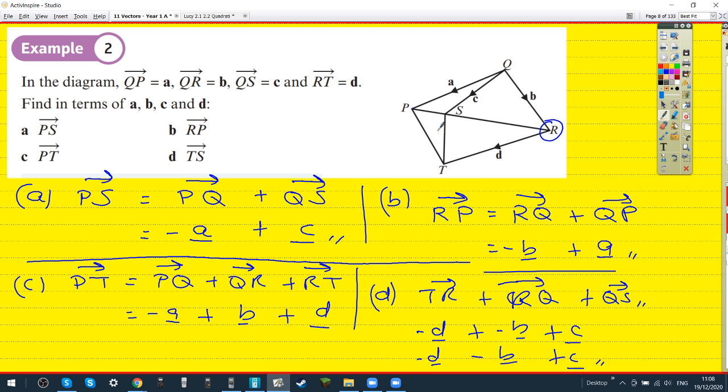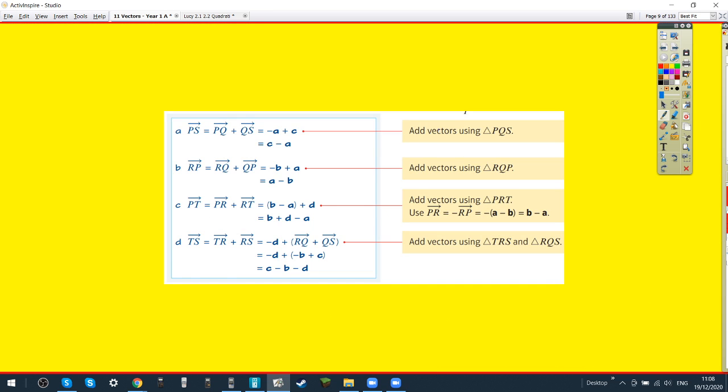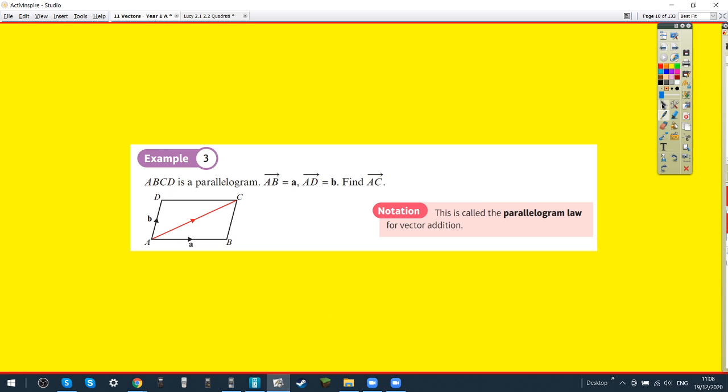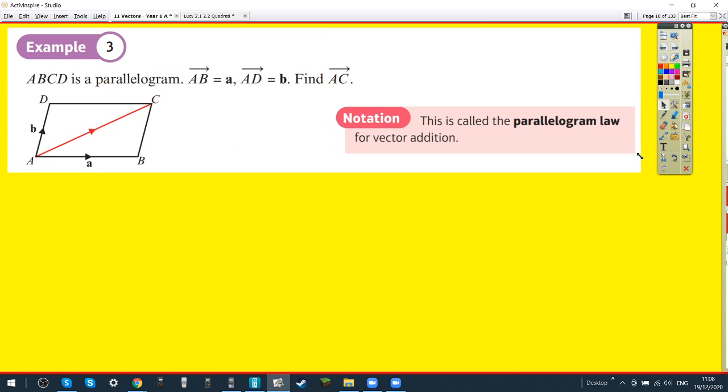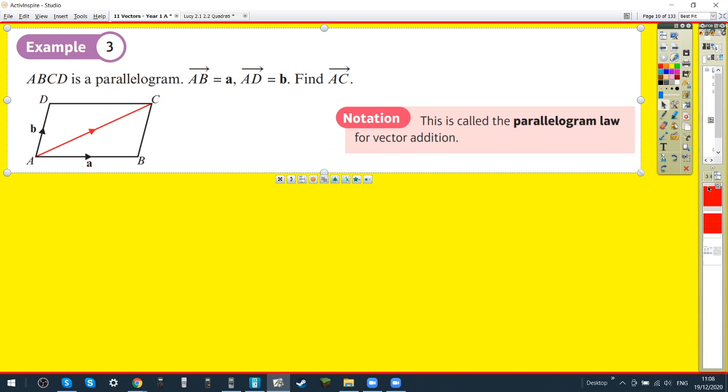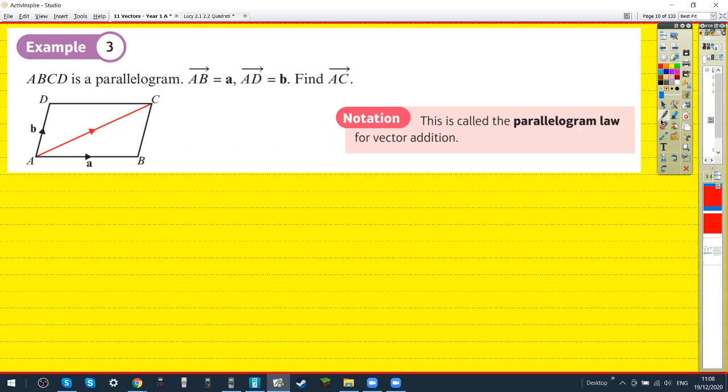All right. Any questions there? No. You're going to find these tricky, I'll tell you that. They're not easy. Okay, let's try this. A to C. This is a parallelogram.